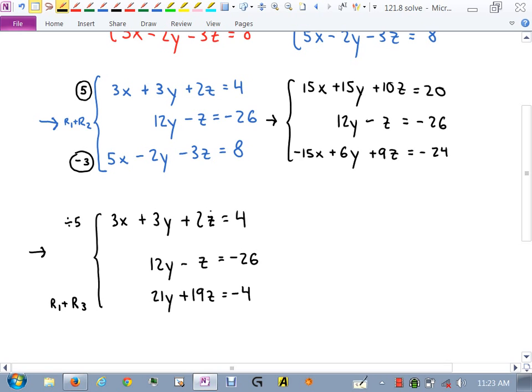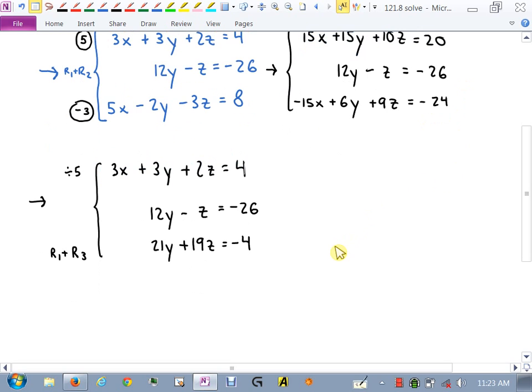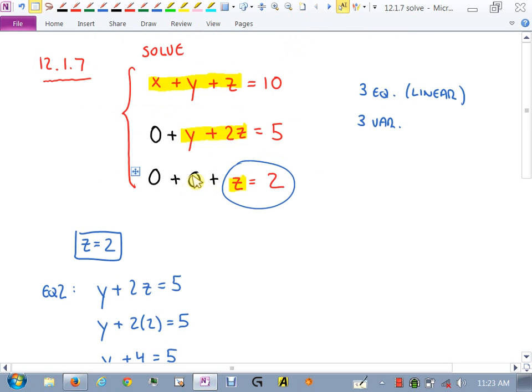You're free to do that. I didn't even have to do that. I could have left it as 15x plus 15y plus 10z equals 20. It's just bigger numbers, so I'm just trying to make things a little bit easier to work with. Any questions? We're almost there, right? Remember, we're trying to get a 0 here, 0 here, and then a 0 here.